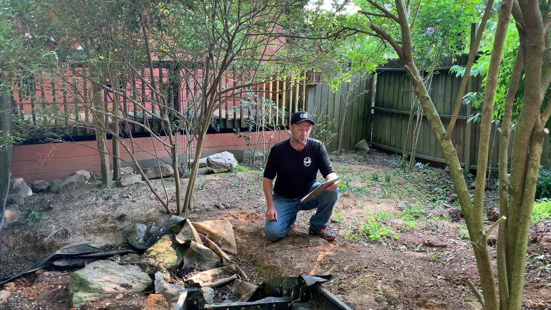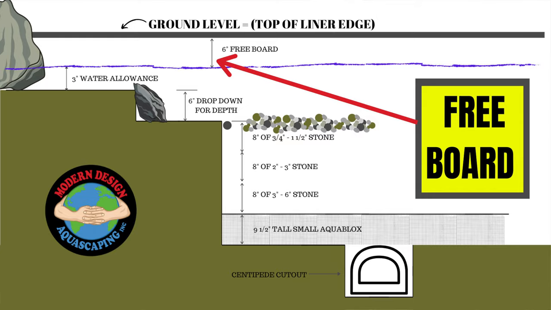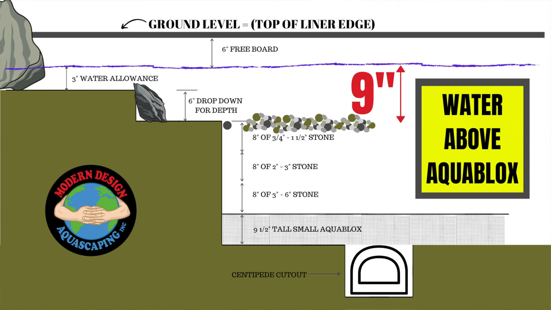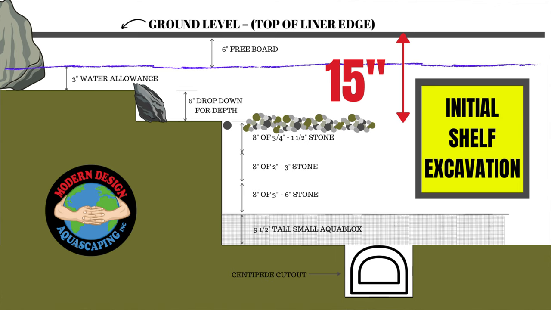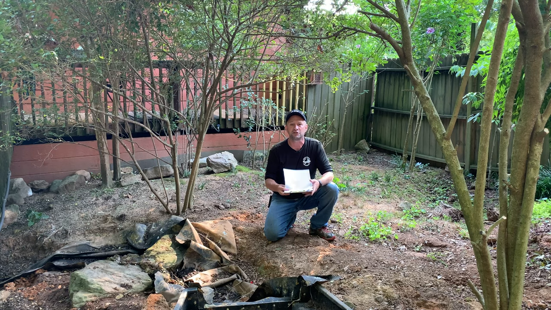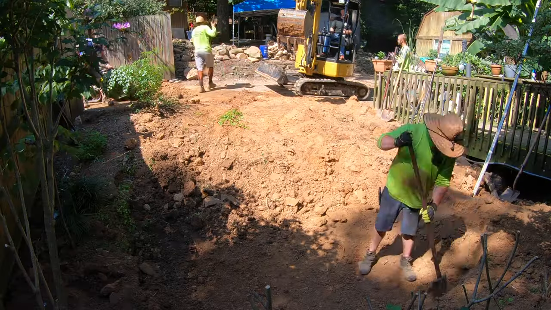causing any issues. So what we're going to do, we're going to determine ground level, we're going to go down 6 inches of freeboard, we're going to go down 9 inches of water, and that is going to give us our first shelf. We're looking at our first shelf being laid out 15 inches of an excavation below ground level. I'm done yapping. I've been talking too long already. Let's get busy.